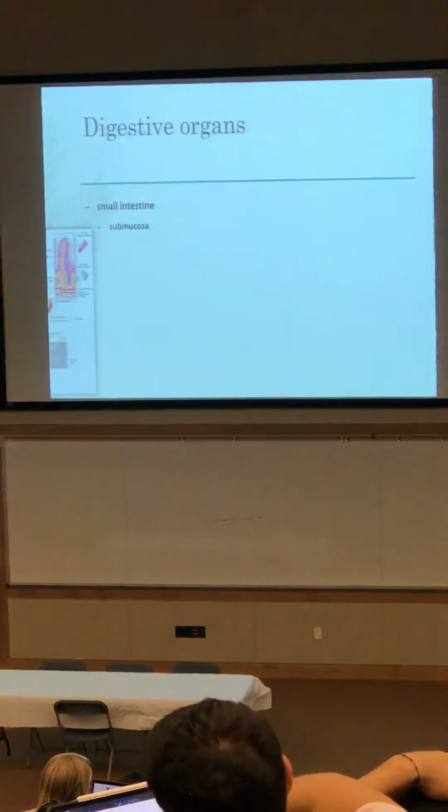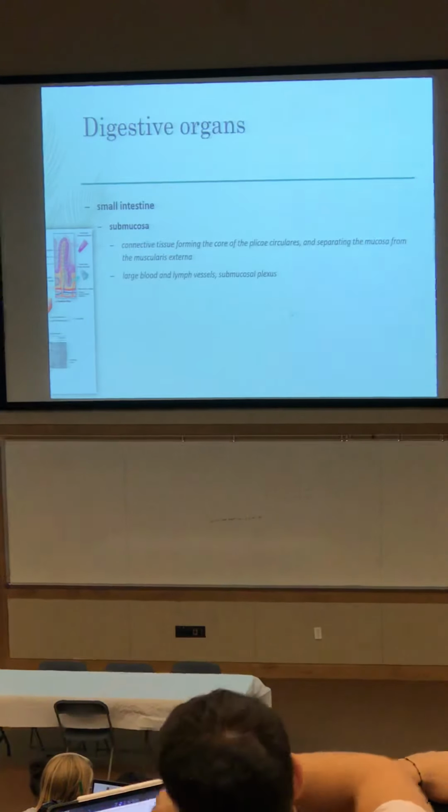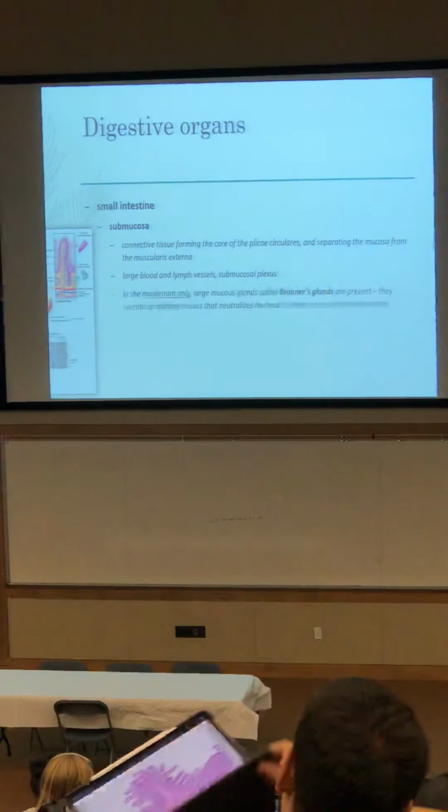All right, submucosa is connective tissue that forms the core of the plica, separates the mucosa from the muscularis externa. It has large lymph and blood vessels and so forth.